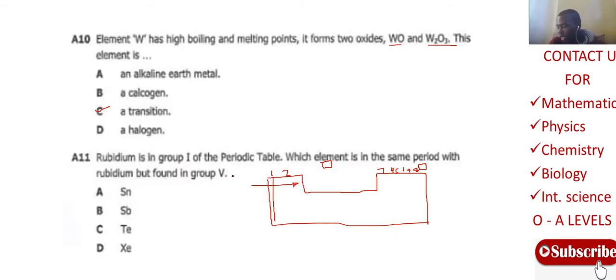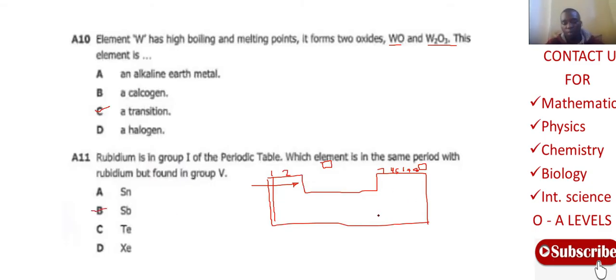So when you check where there is rubidium, we start counting, 1, 2, 3, 4, 5. So rubidium is in period 5, and then they are saying which element is in the same period with rubidium but found in group what? In group 5. So you hold rubidium, you keep on going until you get to group 5, and this one will be found to be Sb. This is Sb, and the name is antimony. So you find your answer as B.